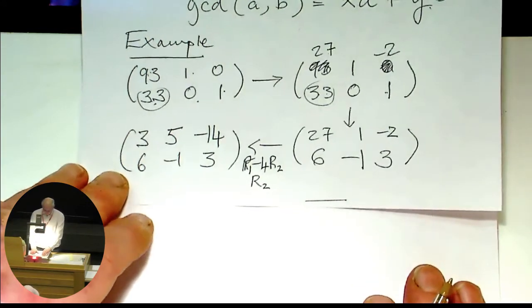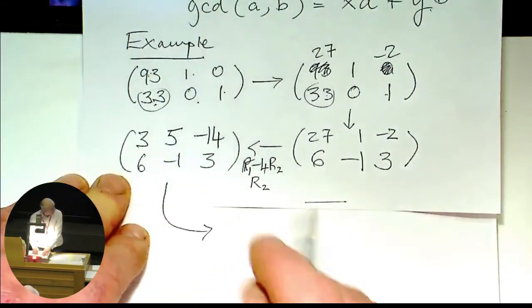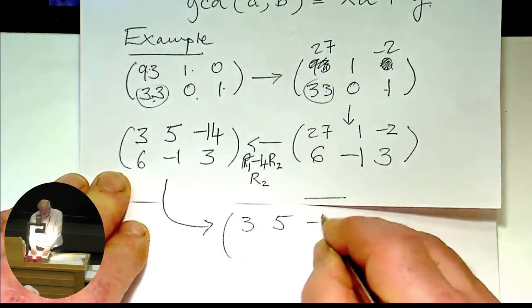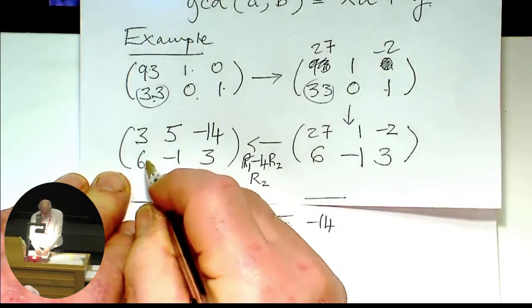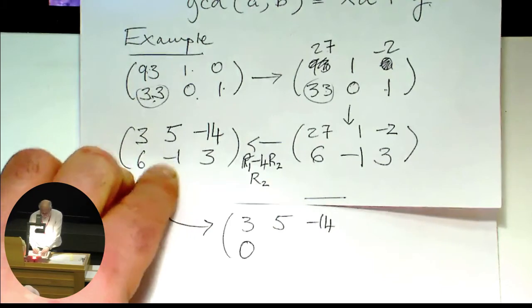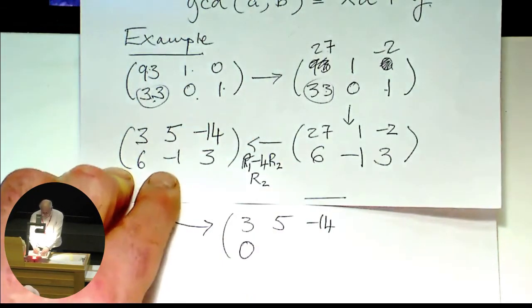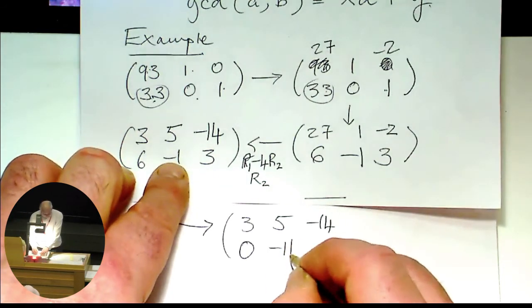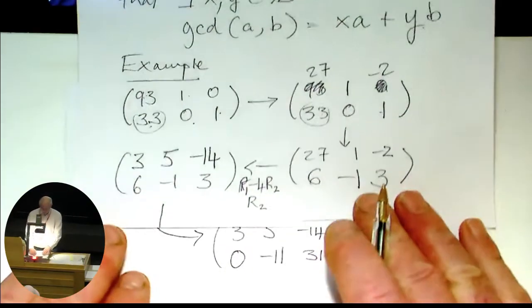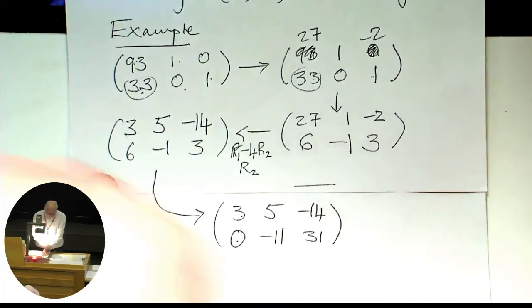Now, actually, I'm finished, but to make sure, I do one more operation. I leave the first row as it is. I know that 3 goes exactly into 6 two times, so the remainder is 0. It doesn't matter what I write in the other entries, but I'll complete it: minus 11 there, and 31 there. But as soon as I get the 0, that's telling me that the other number is the greatest common divisor.